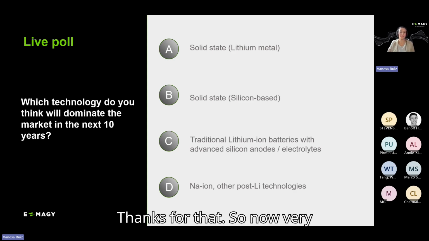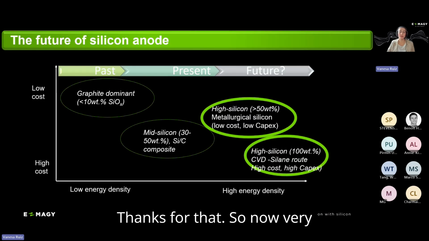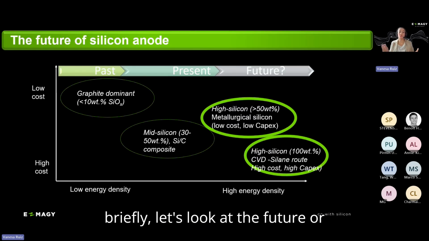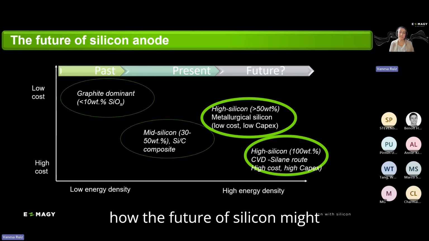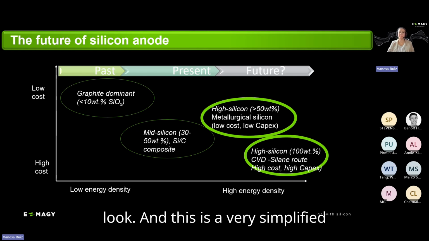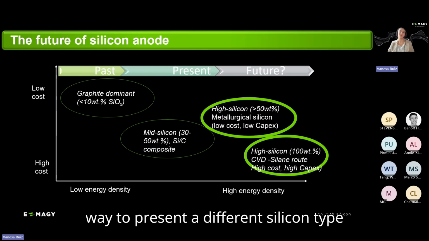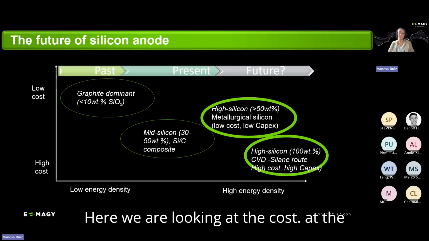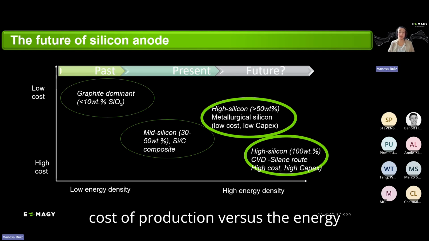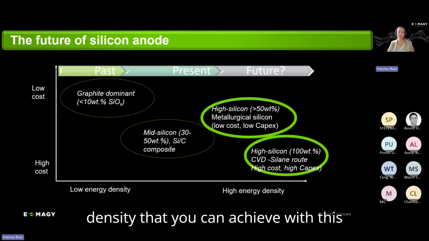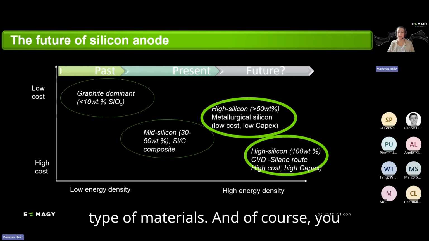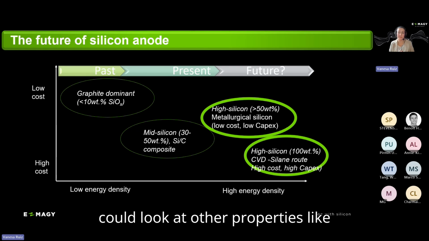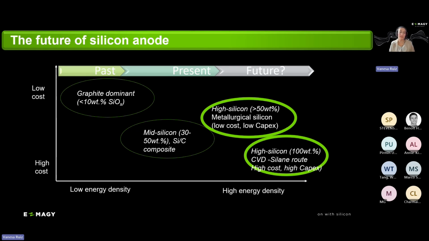Good, thanks for that. So now, very briefly, let's look at how the future of silicon might look. This is a very simplified way to present the different silicon type materials that I presented before. Here we are looking at the cost of production versus the energy density that you can achieve with this type of materials. And of course, you could look at other properties like cyclability or power capabilities and so on.